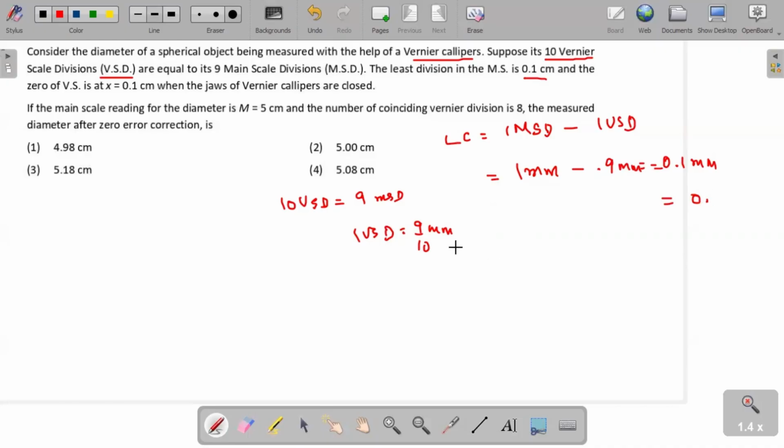So the least division of the main scale is 1 millimeter. Vernier least count is 1 millimeter divided by 10, which is equal to 0.01 centimeter. Check whether this first step is clear, because the least division of the main scale is 0.1 centimeter, nothing but 1 millimeter.